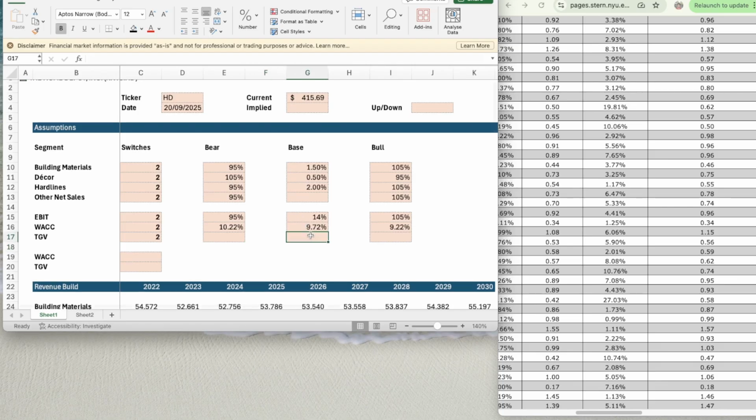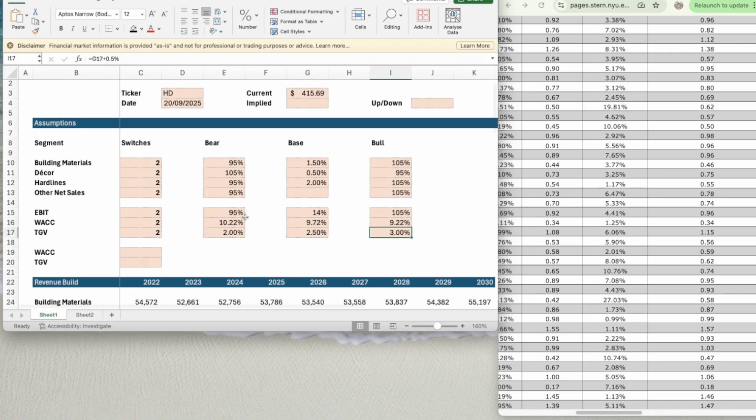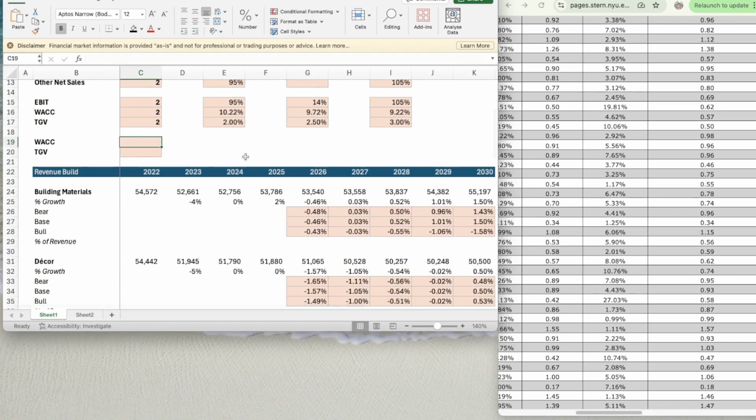So the terminal growth rate we'll put as 2.5%, and this is what's generally used for mature companies. And for the bear case, we'll minus 0.5%. And for the bull case, we will add 0.5% because a higher growth rate is bullish. There we go.